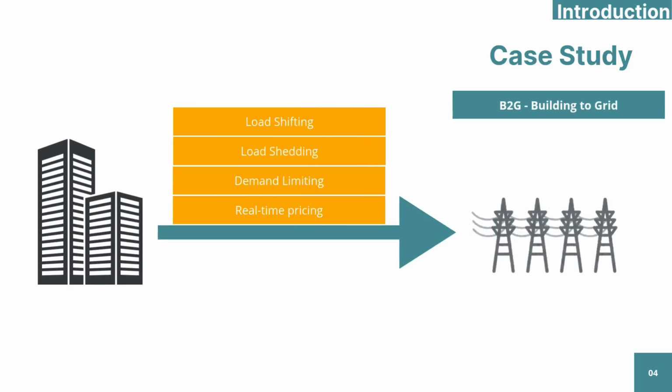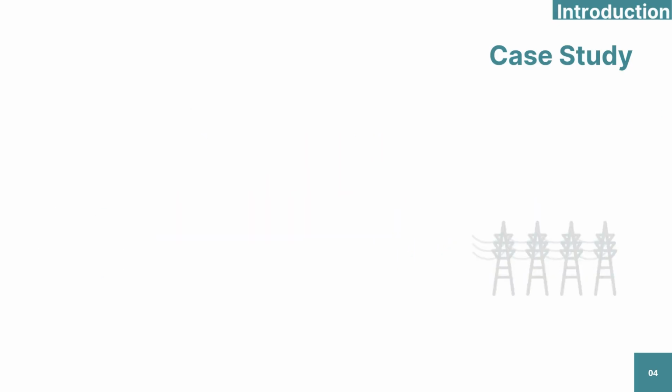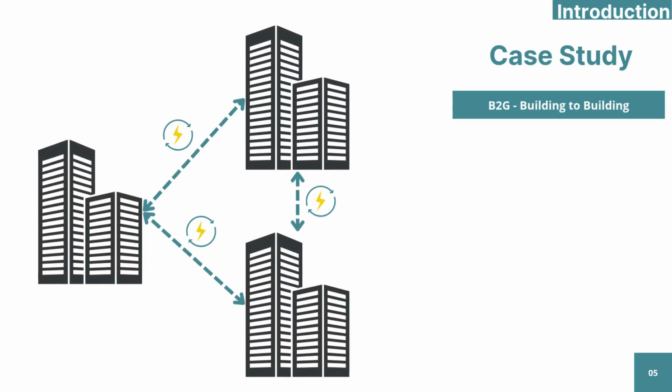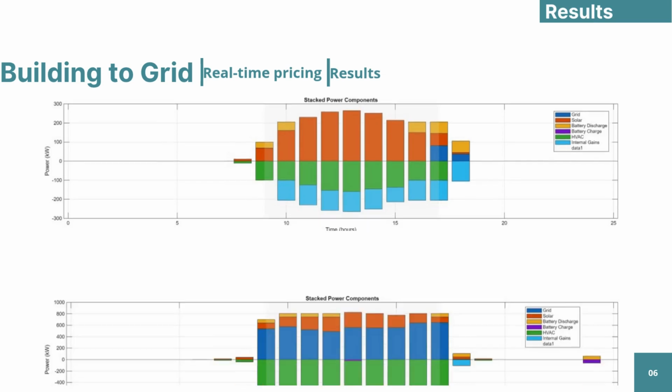In this project, two simulations are done using MATLAB and IES VE software. First, a building to grid scenario applying strategies like real-time pricing, demand limiting, load shifting, and shedding. And second, a building to building scenario where multiple buildings share and exchange energy.